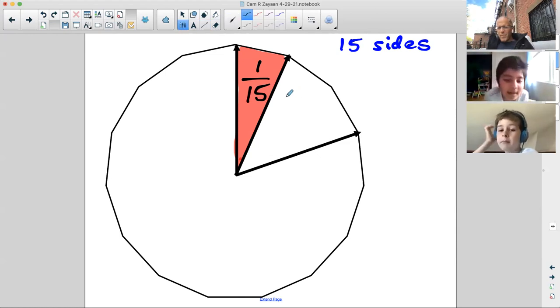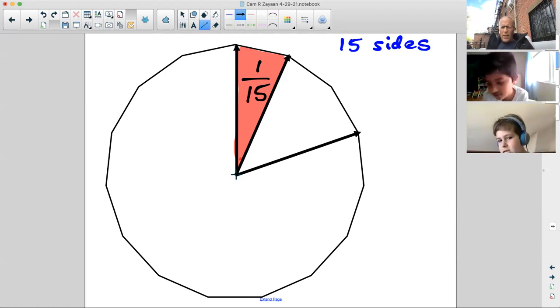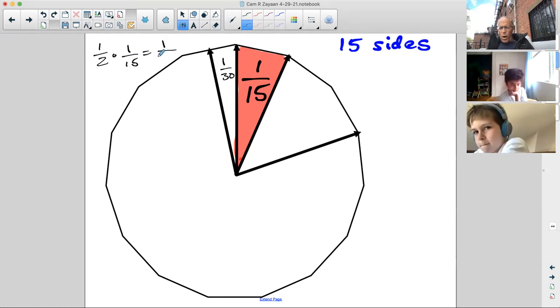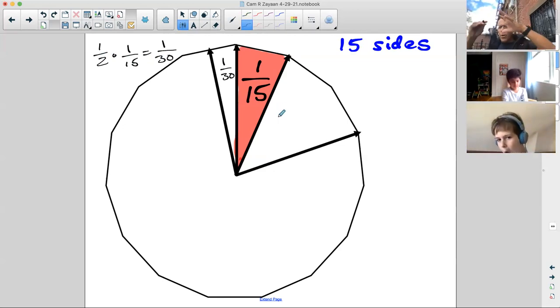30. 3 pieces could probably be 1/30. I agree that that piece is 1/30th, because 1/2 of 1/15 equals 1/30th, because 15 times 2 is 30. The bigger your denominator gets, look at me in the eyes, boys. Cam, look up. The bigger your denominator, the number on the bottom, the smaller your fraction.